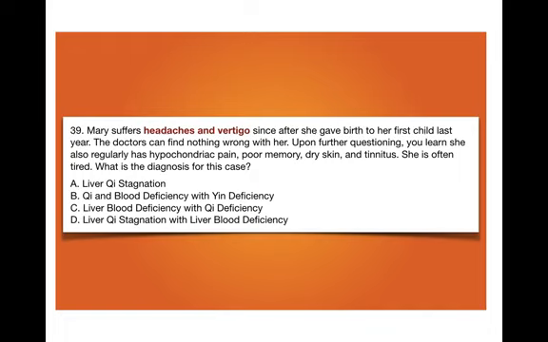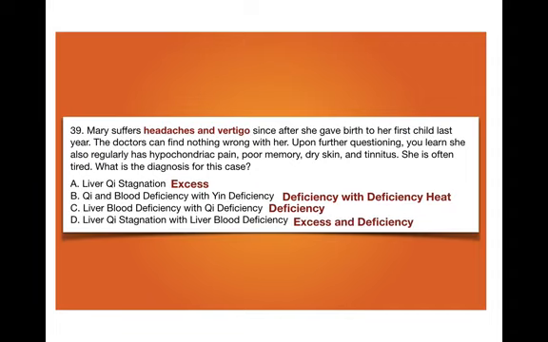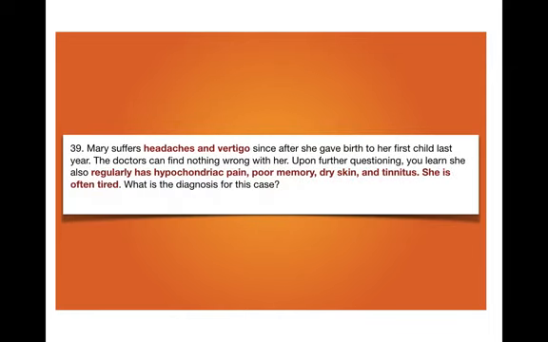Now we're going to go down to the answers and translate those into 8 principles. The first one, liver qi stagnation, is excess. Our second one, qi and blood deficiency with yin deficiency, is deficiency with deficiency heat. Then liver blood deficiency with qi deficiency is going to be pure deficiency. And our last one, liver qi stagnation with liver blood deficiency, is our excess and deficiency answer.